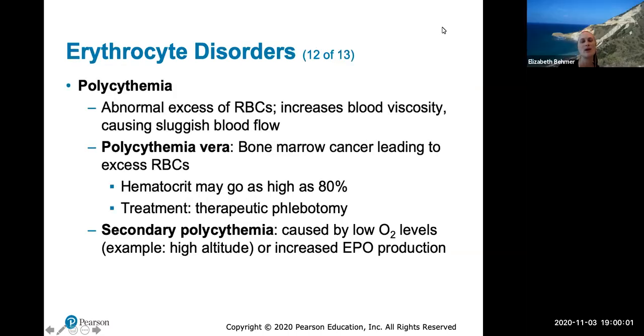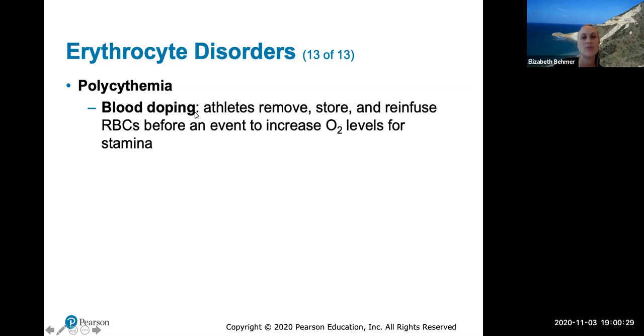All right, so anemia is kind of low red blood cell count, and polycythemia is the opposite. Poly means many, so polycythemia is an abnormal excess of red blood cells. This can increase your blood viscosity, causing sluggish blood flow. I won't really have you know the differences between primary and secondary polycythemia, but just know that polycythemia just means an abnormal excess of red blood cells. Blood doping: athletes can remove, store, or reinfuse red blood cells before an event to increase their O2 levels for stamina. So that's the idea of blood doping.